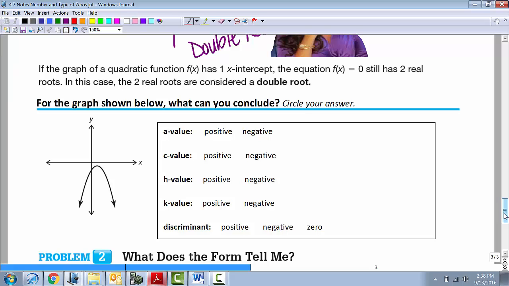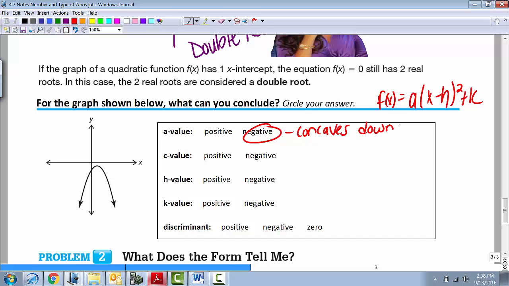When you are talking about the a value in any function, the a value that's out in front, let's talk about the vertex form specifically. So write that out. This a value, is it negative or positive in this graph? Negative. Why? Because it's going down. Good. Because it concaves down. That's awesome. That's how the bell ringer was. You had to determine what a was.